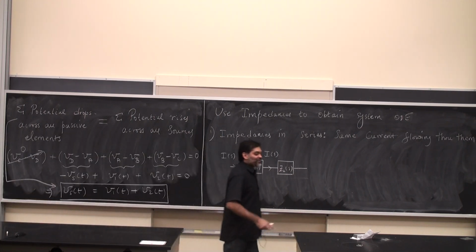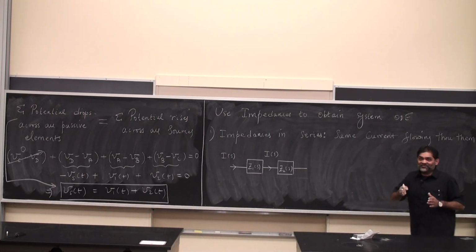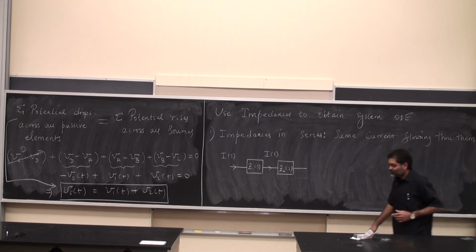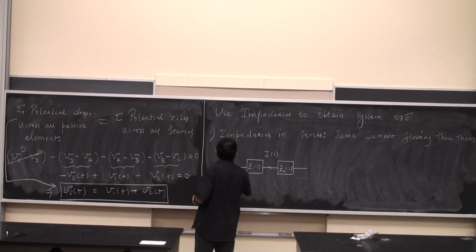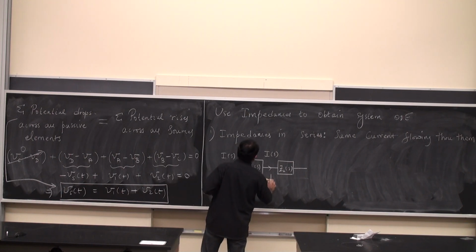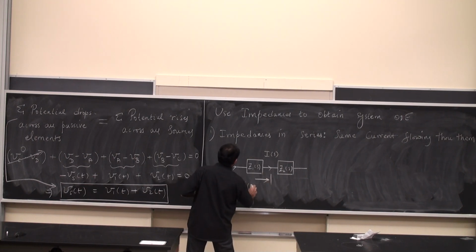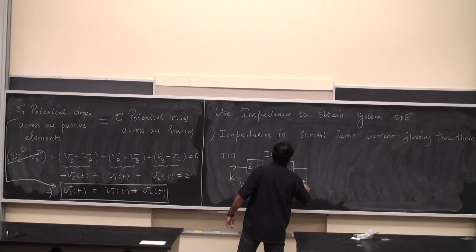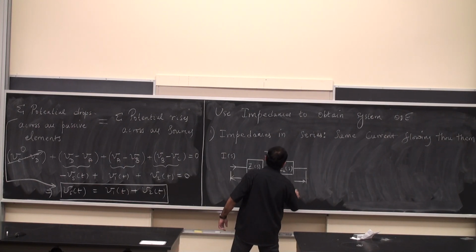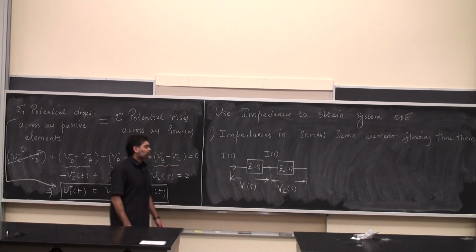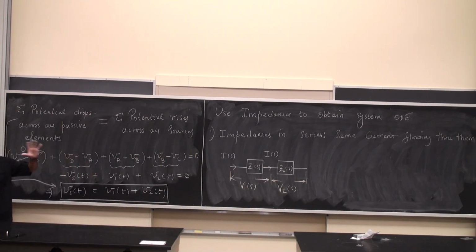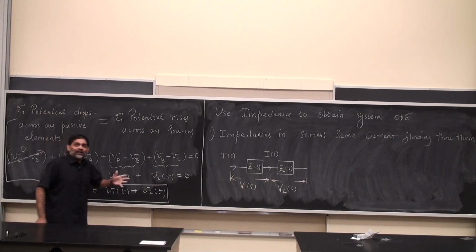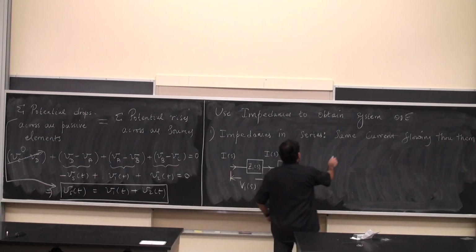All right. I have voltage drops across these impedance elements now. I'm going to call them V1 and V2. Okay, I'm just going to call them V1 of S and V2 of S, and all we're going to do is this. If I have an impedance, what's an impedance? Voltage by current. So what's Z1 by definition?